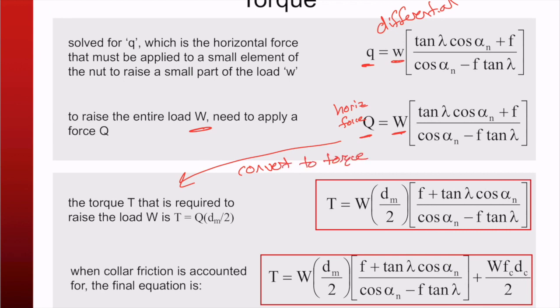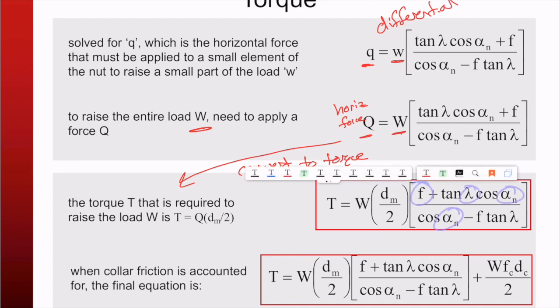So I need to convert this thing to a torque. What is torque? It's force times distance. So torque equals the force times the distance, right? Force times distance gives me a torque. And I discovered that that's kind of the inverse of what I had. And so I get it to be a function of the friction and the angle.